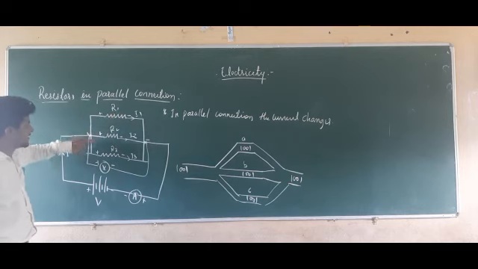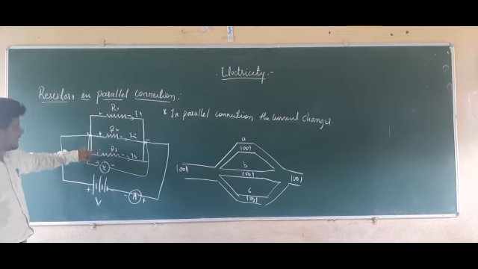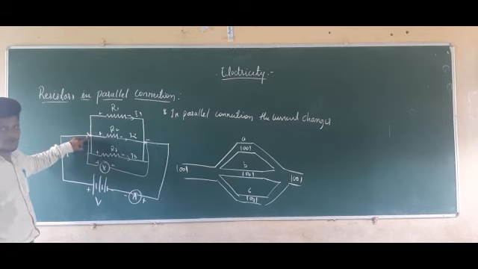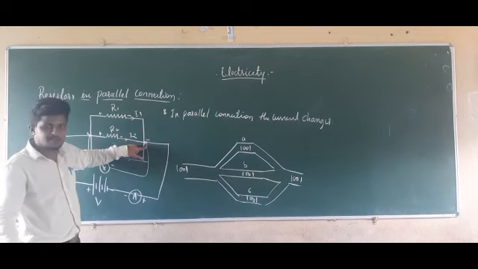Right, all the resistors are connected to a single point, the same point. The initial point of this is connected to this, the initial point of this is connected to this point, and the initial point of this is connected to this point. So here the potential is the same, and here the potential is also the same.